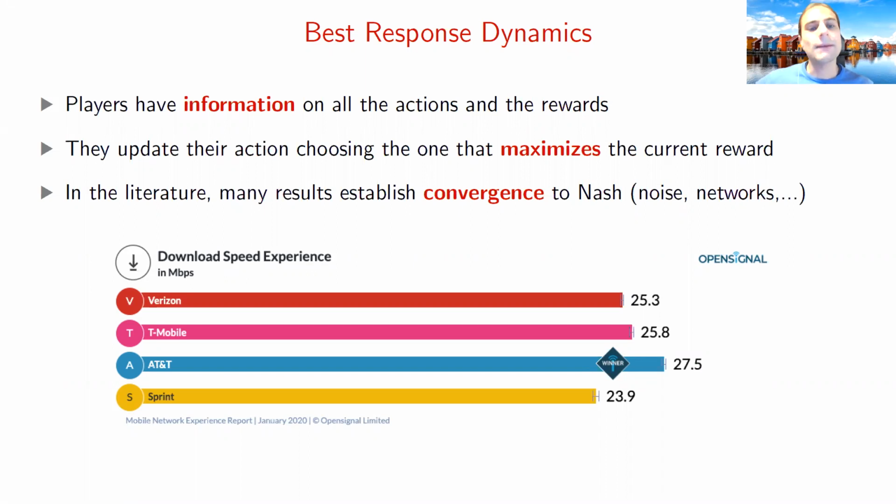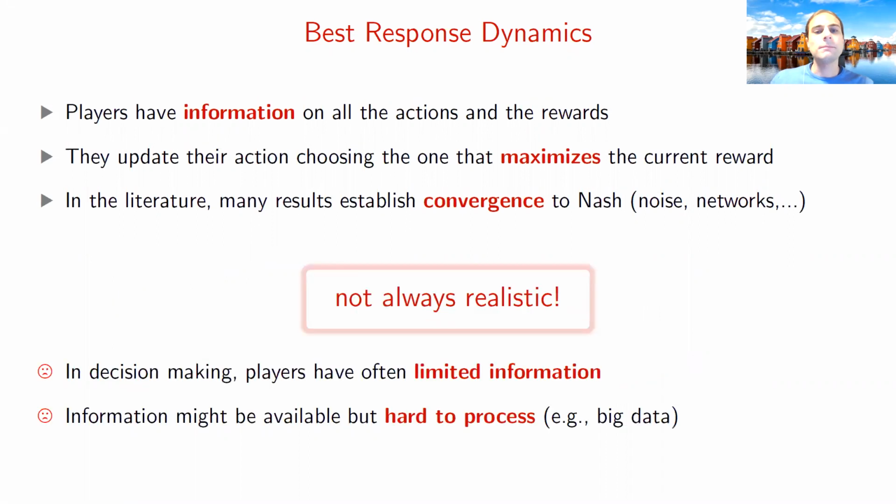In the literature, there are many results establishing convergence to Nash equilibria for this kind of dynamics in the presence of noise, disturbances, on networks, and so on. However, best response dynamics are not always realistic to model how individuals make decisions. This is because in many scenarios, players have limited information on all the possible choices they can make. So maybe we know just a subset of the actions we can play. Or we may have access to all the information, but it can be hard to process because of big data, or just because it's information we're not familiar with.